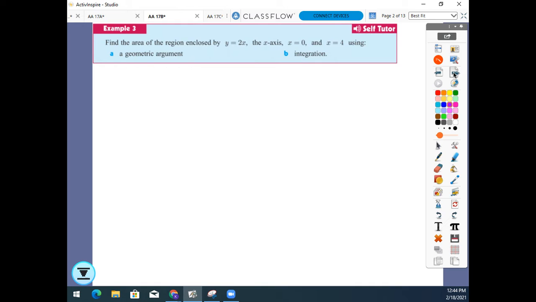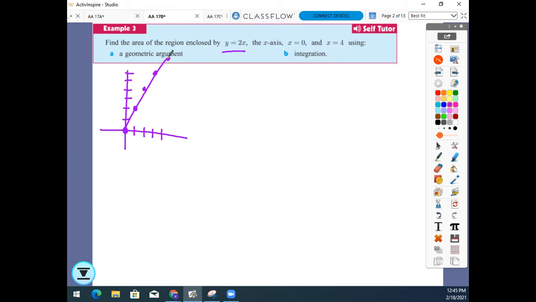Okay, so the first example says find the area of the region enclosed by 2x, the x-axis, 0, and 4. So we need to graph it first to get a visual of what's going on. Y equals 2x is just a line. Y-intercept at 0. Up 2 over 1. I need to go all the way over to 4. Up 2 over 1, up 2 over 1, and so forth.